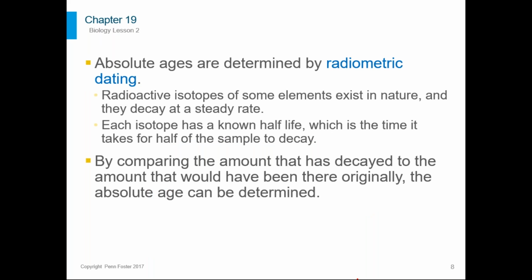So radioactive isotopes of some elements exist in nature, and so they're in all living things. For example, you have carbon-14 in your body, and that's okay. It's a natural thing. These radioactive elements decay at a steady rate and each one has a known half-life. Half-life is the amount of time it takes for half of the sample to decay.